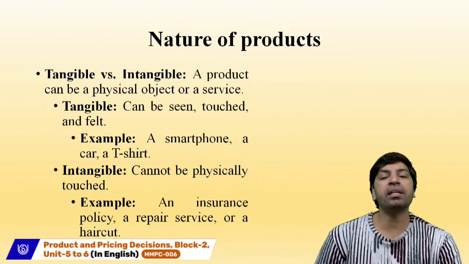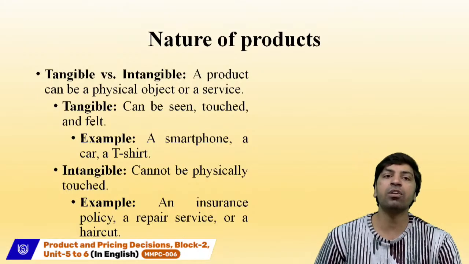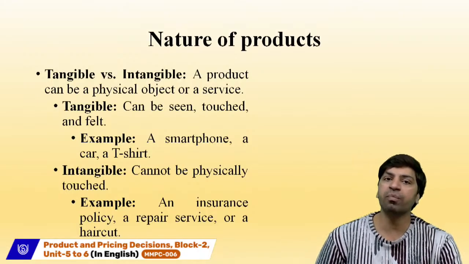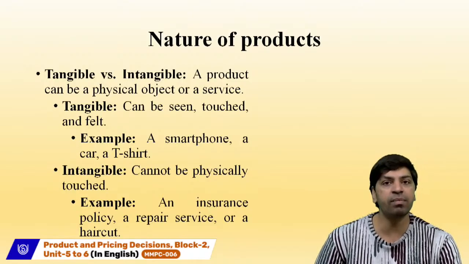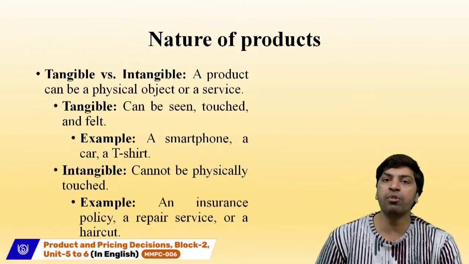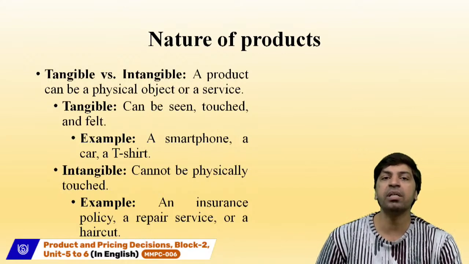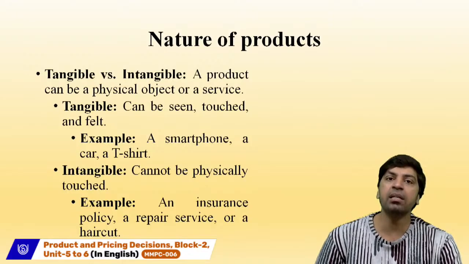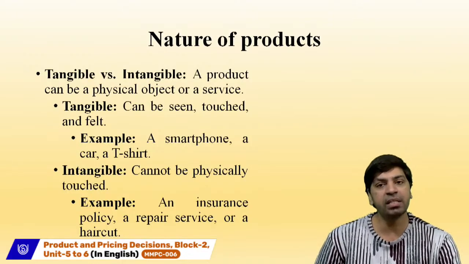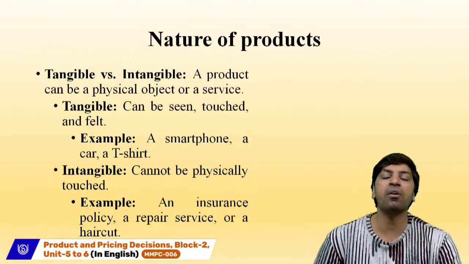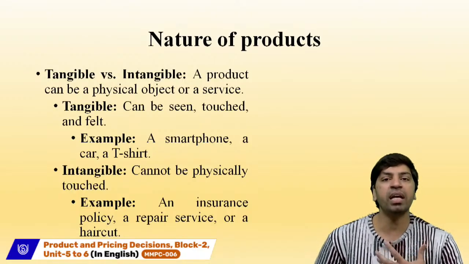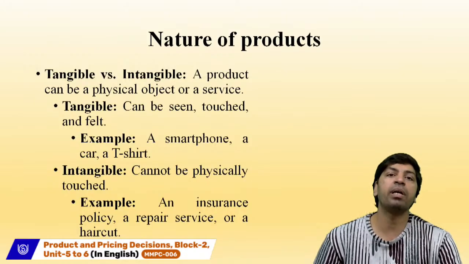Let's begin the next section, which is called the nature of products. Products could be tangible or intangible. If a product is a physical object, it becomes a tangible product. Something which cannot be physically touched becomes an intangible product. When we talk about the tangible, it can be seen, touched, and felt. Let's take an example: a smartphone, a car, or a t-shirt. That is called a tangible product.